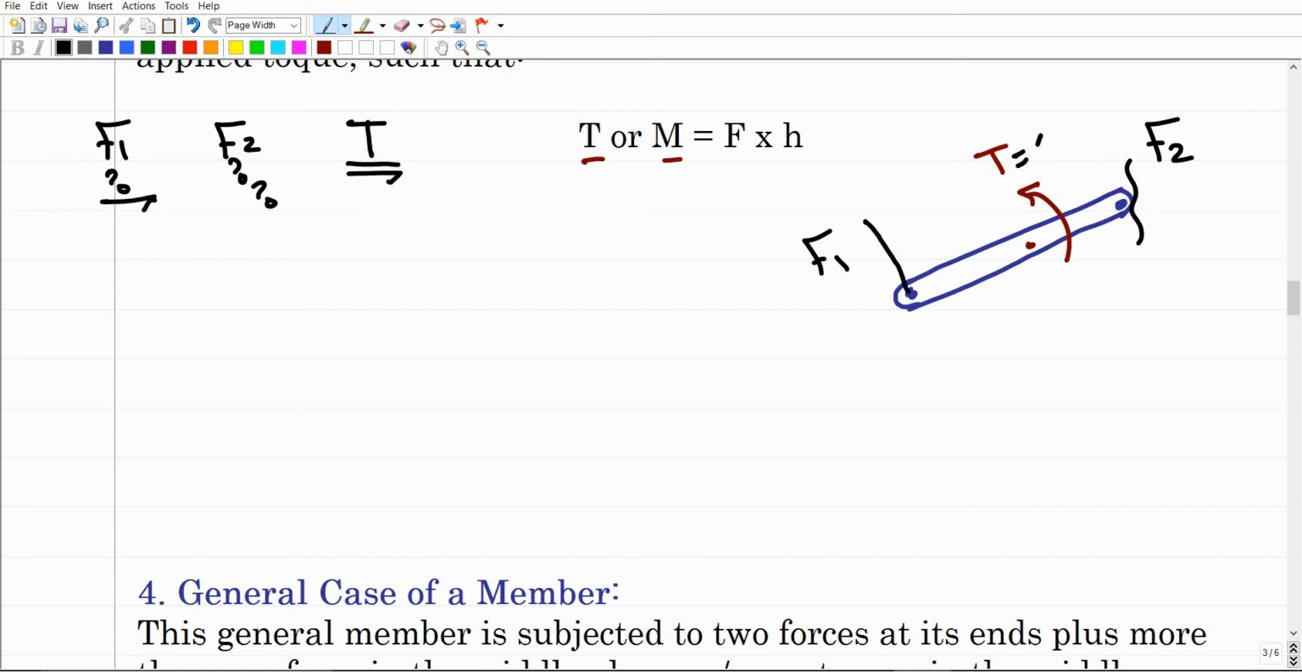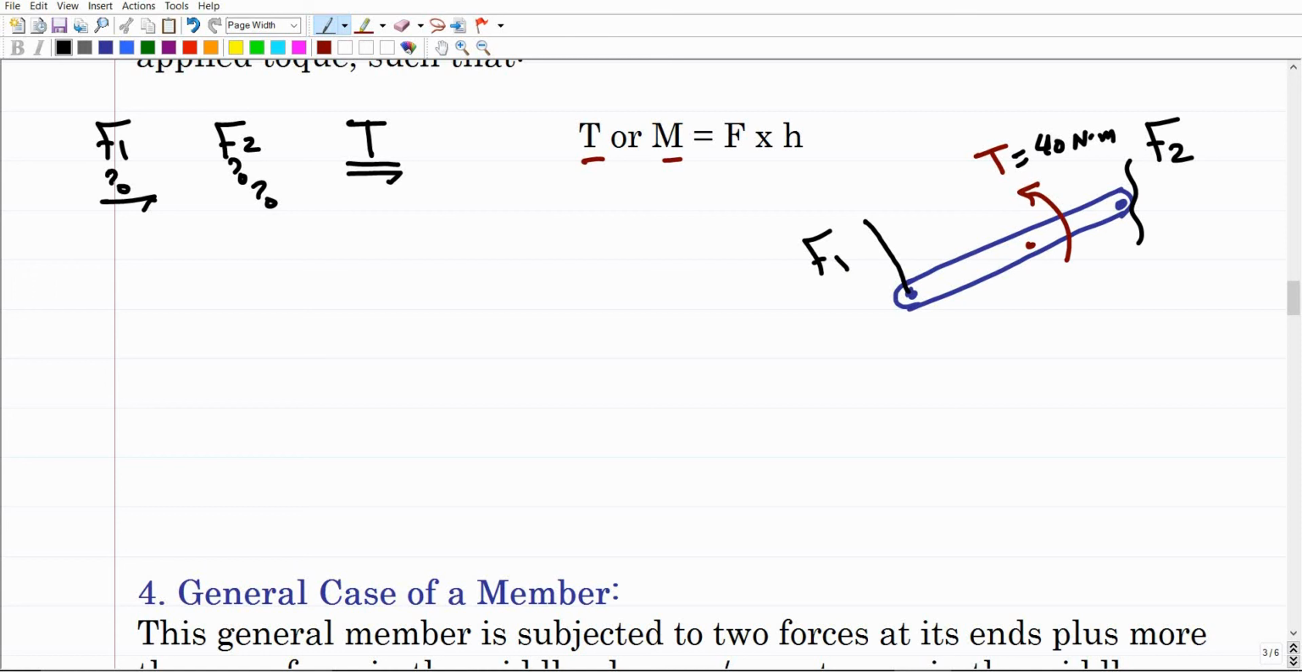Let us assume that the torque is given as 40 Newton meters. But the force F1 has an unknown magnitude, F2 is fully unknown, and the torque is already given to us in magnitude and direction. Its direction is either clockwise or counterclockwise. Make sense?